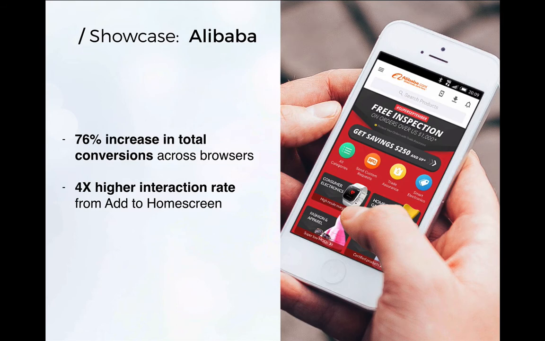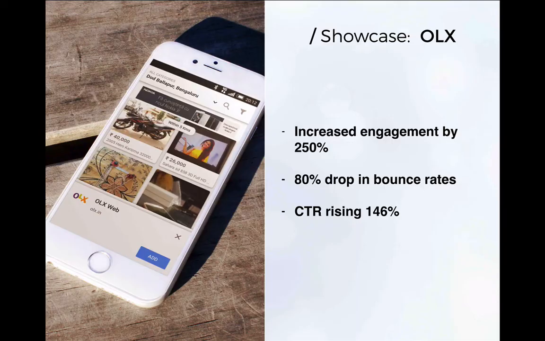Alibaba.com built a progressive web app that led to a fast, effective, and reliable mobile web experience. The new strategy delivered a 76% increase in total conversions across browsers and a 4 times higher interaction rate from add to home screen.